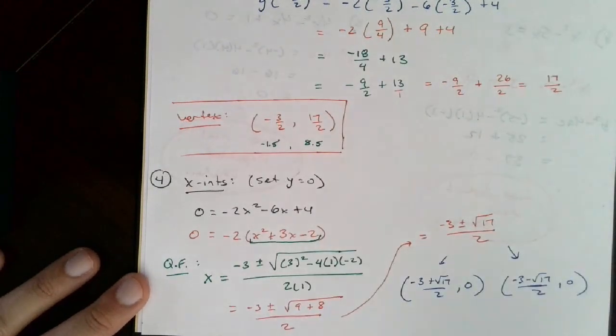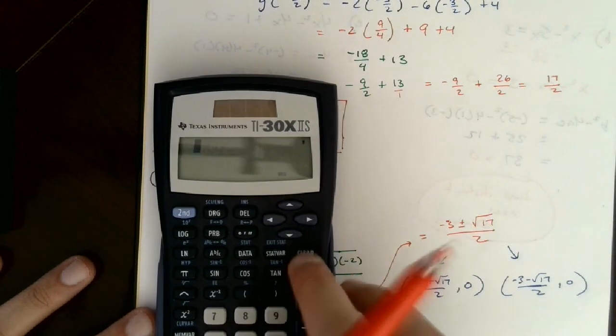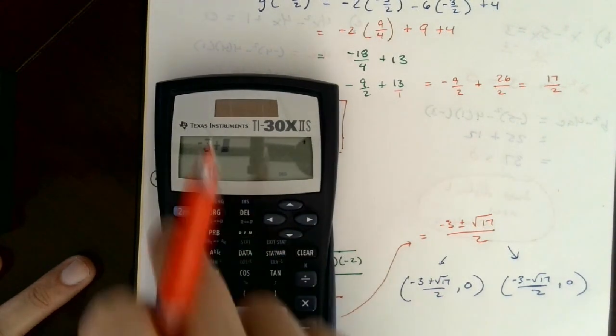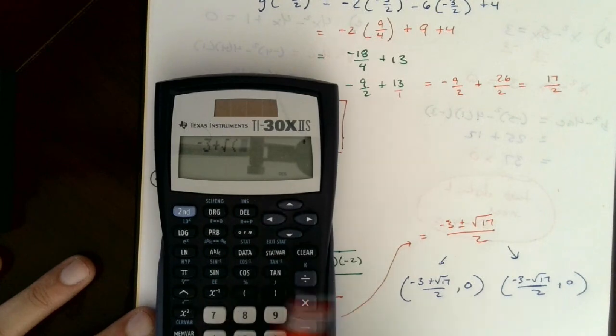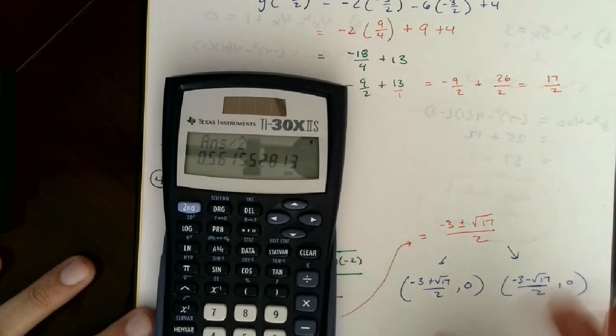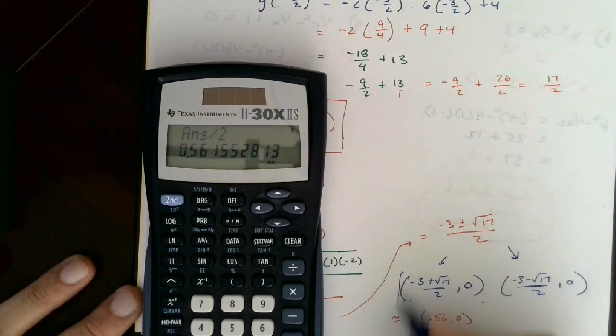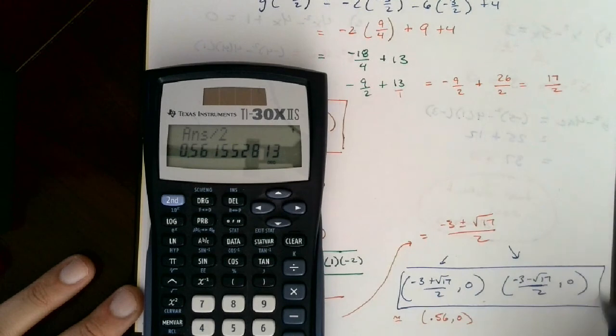So you might want to approximate these, and you can approximate it just on the calculator. If I said we had negative 3 plus the square root of 17, and then divide that by 2, this is approximately 0.56, comma 0. Now, when you go to answer the question, these are the x-intercepts. These are the exact values, but this is going to help us figure out where they fall on the graph. So the exact values is what you want. The approximations are here so we know where they fall on the graph.